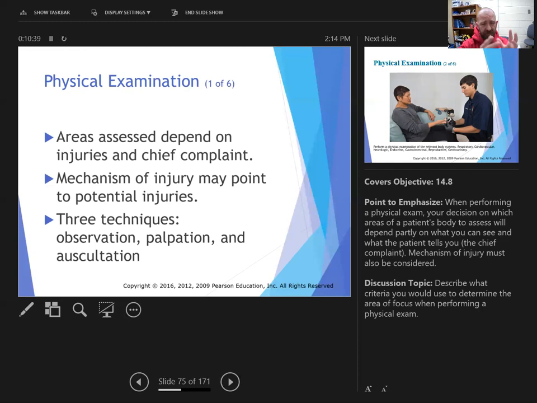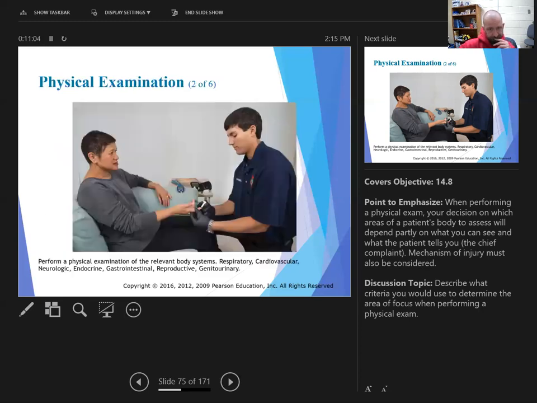So palpate means to touch. We're going to touch around injuries and the injured sites themselves. And then we're going to auscultate, which means to listen. So we're going to listen to certain things. Not all things. Obviously, if someone's got a broken arm, I'm not going to listen to their arm. Right? But those are the 3 techniques that we're going to use. We're going to observe with our senses. We're going to touch and feel them and palpate. And then we're going to listen. We're going to auscultate.